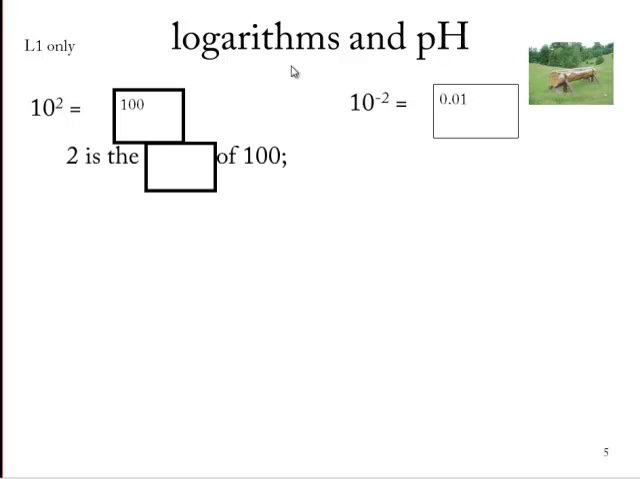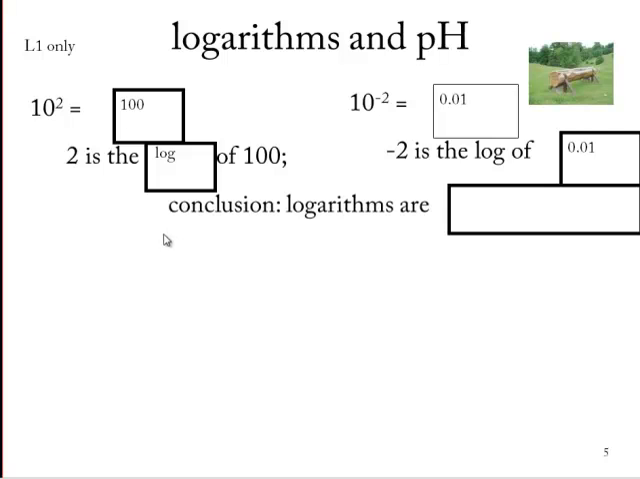We can say that 2 is the log of 100. It's the power, isn't it? Negative 2 is the log of this number. It's the base 10 log, if you will, of 0.01. So, logs are exponents, or powers, if you will.